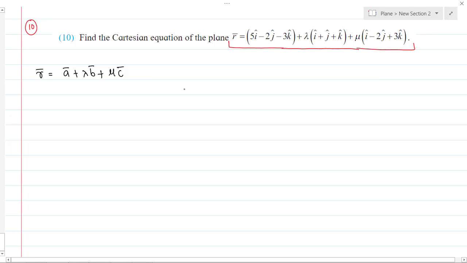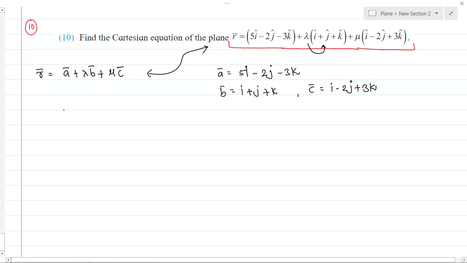Okay, so just by comparing these two equations, what values can you get? a bar is nothing but 5i minus 2j minus 3k. b bar is the one with lambda, so it's i plus j plus k, and c bar is i minus 2j plus 3k. Great. So they are asking for the Cartesian equation of the plane. Of course, this is in the linear combination of vectors form. Okay, we want the Cartesian equation of the plane.